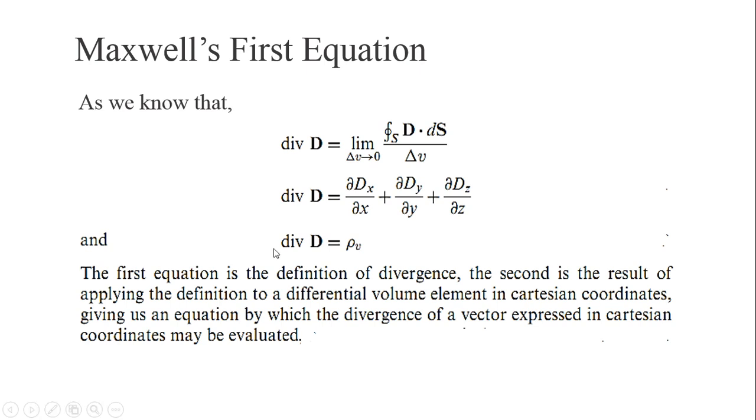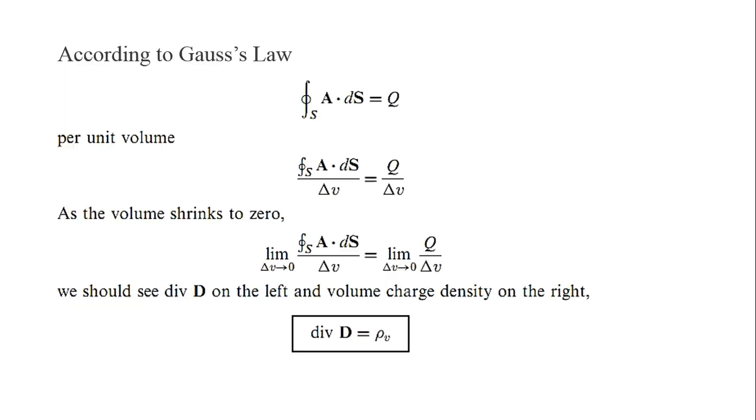Whereas the third equation says that the divergence of a vector field D is equal to the volume charge density. This third equation is called Maxwell's first equation. Now how can we derive this Maxwell's first equation? We can derive this equation from Gauss's law. So let's derive Maxwell's first equation.